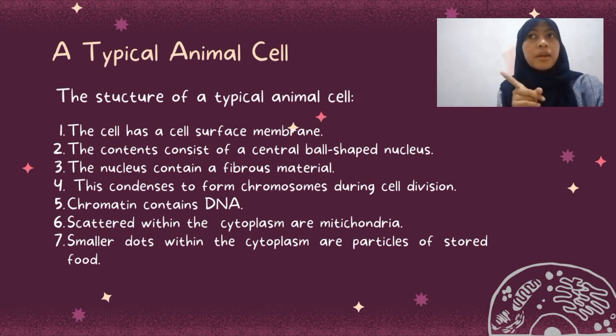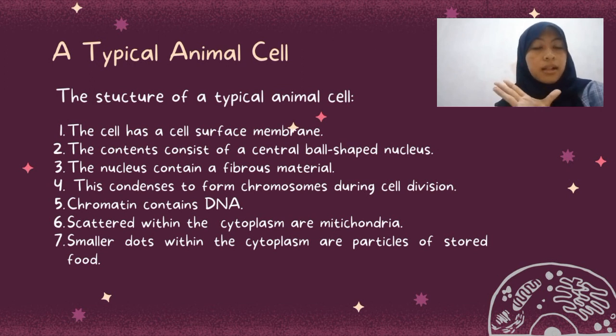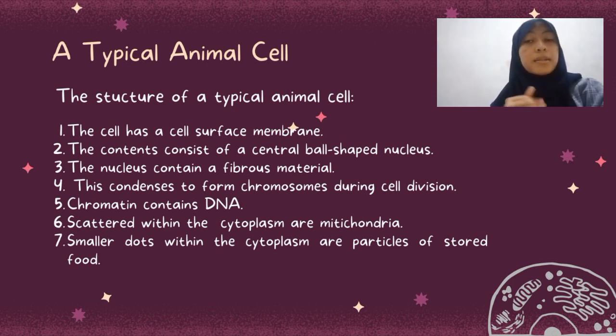Typical animal and plant cells. First, a typical animal cell. Structure of a typical animal cell. First, the cell has a cell surface membrane. The cell membrane has the function of protecting the cell. Second, the content consists of a central nucleus. The nucleus is surrounded by a fluid called cytoplasm.